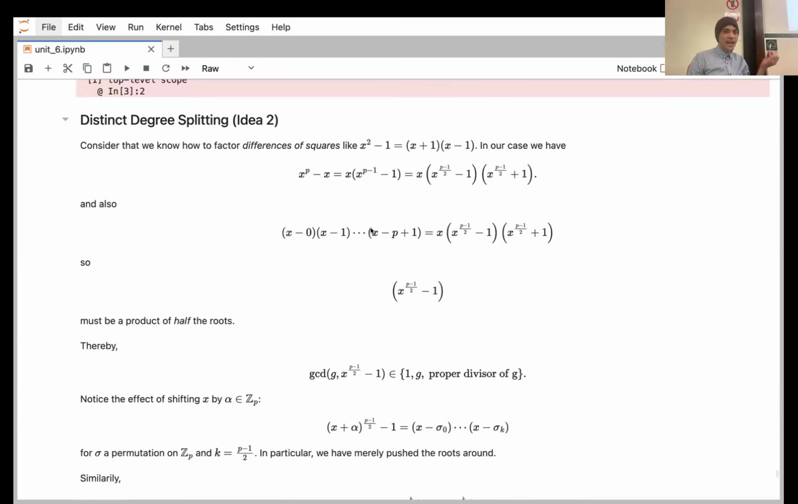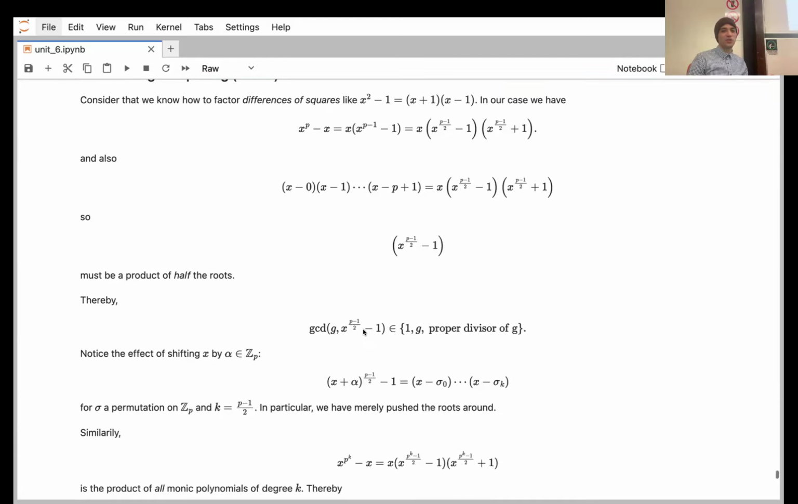Right, so how do we get half of the roots? Well, we looked at this and we factor out x. We realized that this was the difference of squares. If this is a difference of squares, it factors like this. If this is equal to the product of all linear irreducible polynomials, then surely this is half of them.